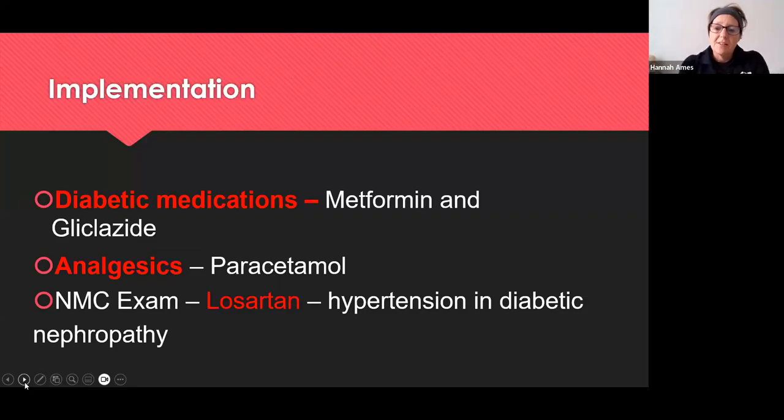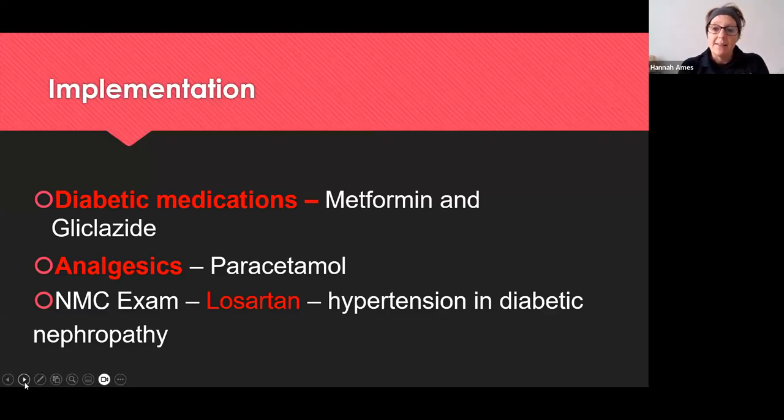Implementation, so some key drugs to read up on in the BNF. So obviously your key diabetic medications, which we have as metformin and gliclazide. So read up on those. There's most probably going to be some form of analgesics, so your standard things such as paracetamol. And in the NMC exam, the patient is normally on losartan.